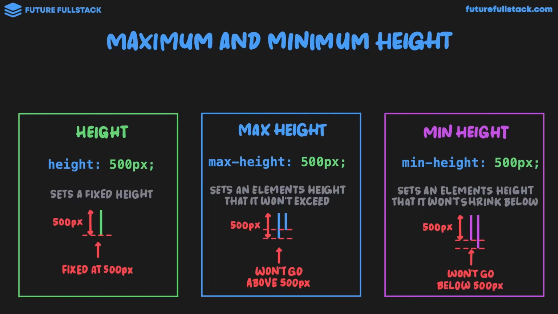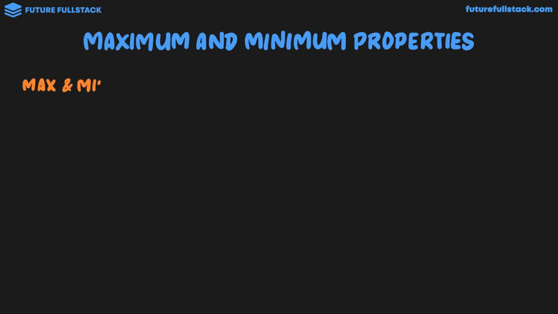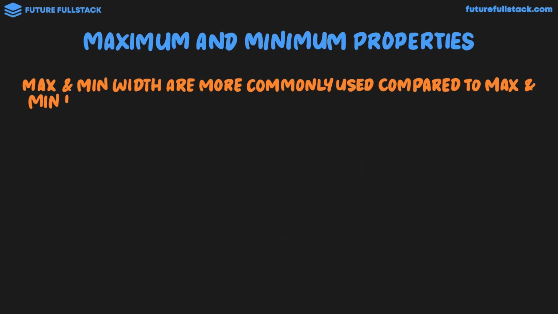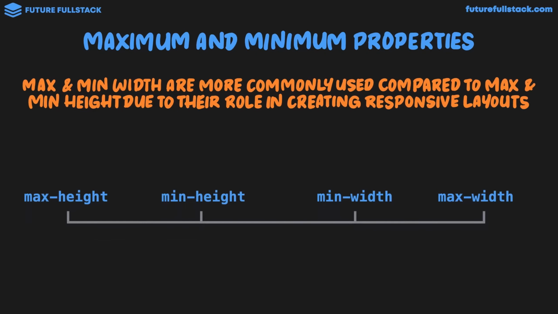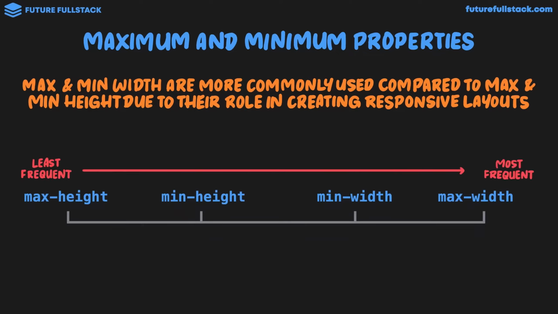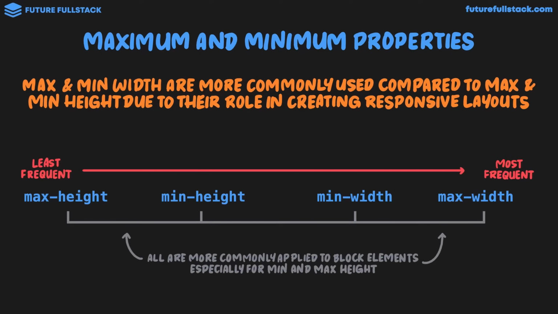Now, before we specifically talk about maximum and minimum height, I want to discuss maximum and minimum properties in general. Max and min width are more commonly used compared to max and min height due to their role in creating responsive layouts. So if we look at all our maximum and minimum properties for width and height over here, on the far left, max height is least frequently used, whereas max width is the most frequently used. And that's because for responsive layouts, we're moving horizontally from browsers on desktop, tablets, and mobiles. Now with all these properties, all are more commonly applied to block elements, especially for min and max height. So in this chapter, I'm not going to be going through min and max height for block and inline elements.